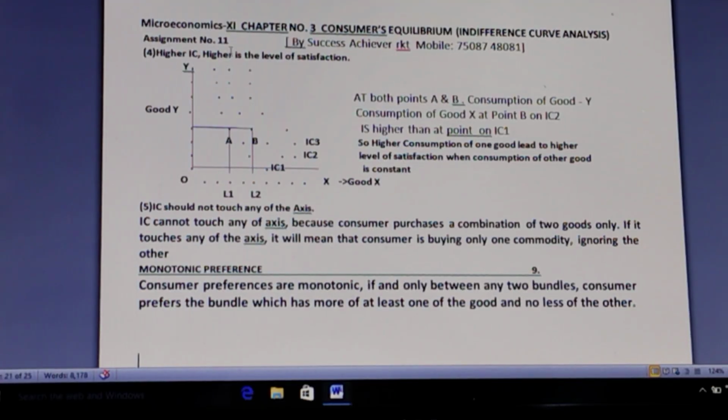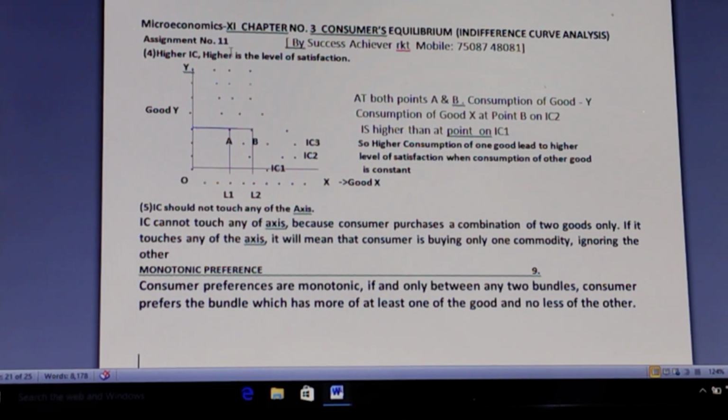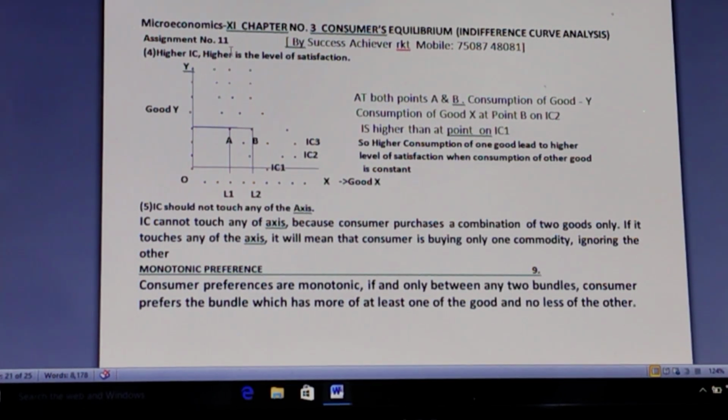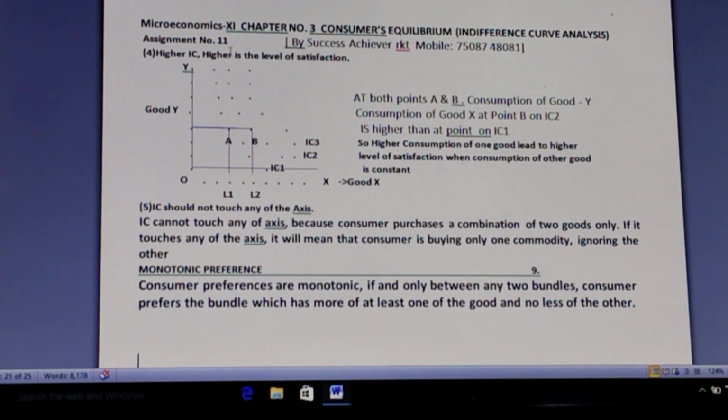Now the next concept, very important, monotonic preference. Consumer preferences are monotonic. Now what does this mean? If and only between any two bundles, the consumer prefers the bundle which has more of at least one of the goods and no less of the other. That means we should have as many goods as possible, and no less of the other, so we will get more satisfaction. So these are the last property and one concept of monotonic preference.